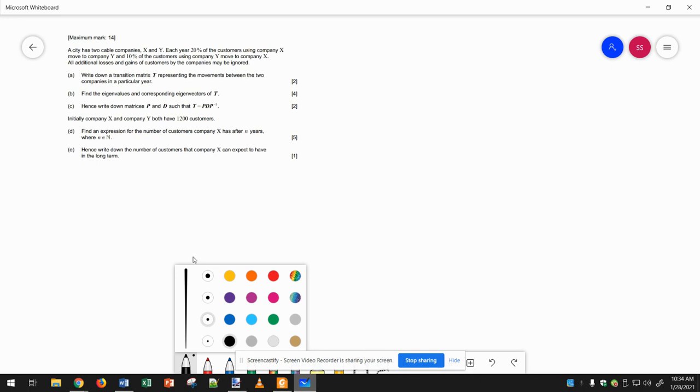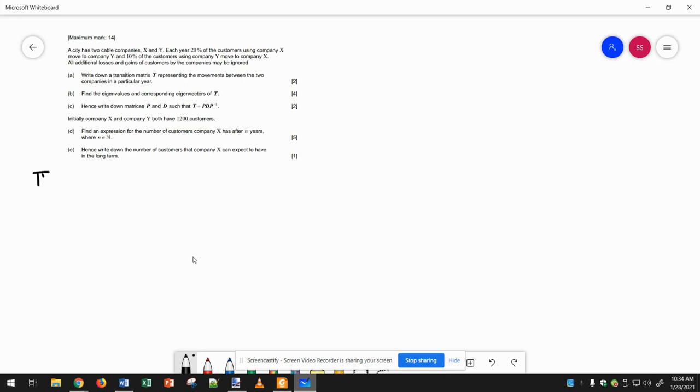So for part A, to get the transition matrix, we want to set this up from to, and then we've got company X and Y like this. Okay, it says 20% of the customers using company X move to company Y. So that's from X to Y is 0.2, 20%. And then 10% of the customers using Y move to company X. So that goes here. And then we do 1 minus 0.2 is 0.8 and 1 minus 0.1 is 0.9. So that's our T matrix for part A.